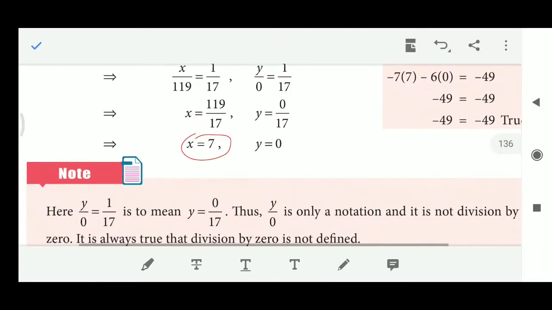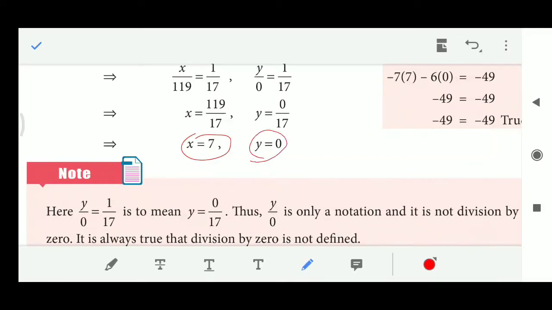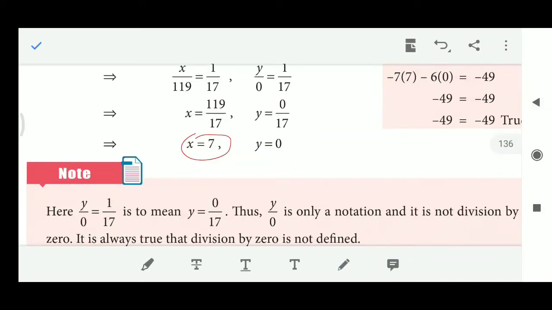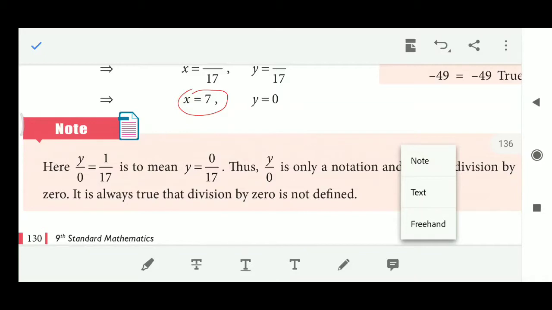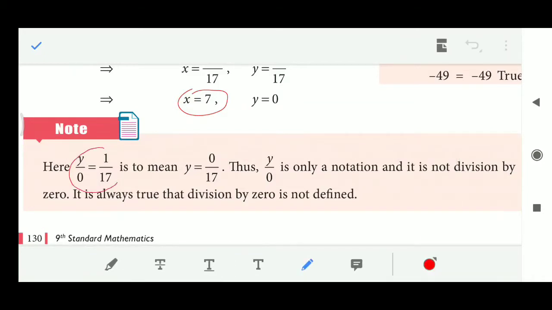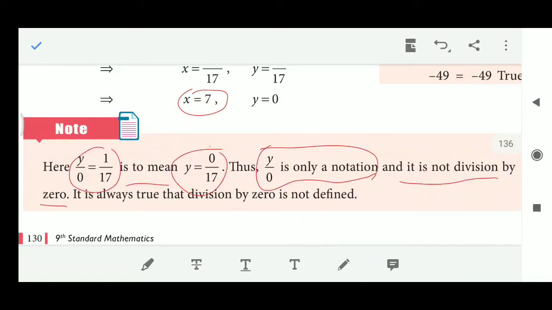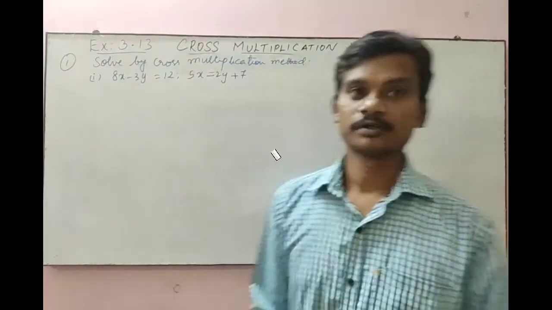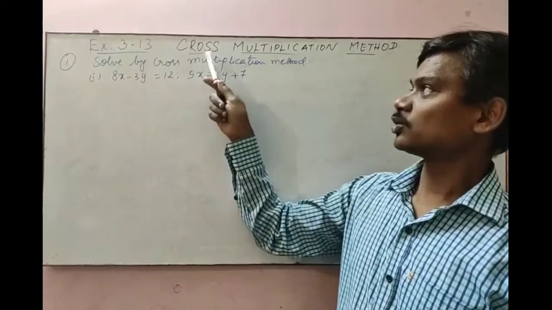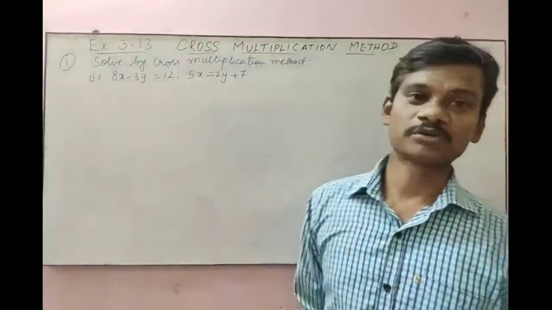You have to look at one important note here. Here y by 0 equal to 1 by 17 is to mean that y is equal to 0 by 17. In mathematics you know that anything by 0 is not defined. So here you have to take this y by 0 as only a notation, not as a division. So it is not a division by 0, because it is always true that division by 0 is not defined in mathematics.